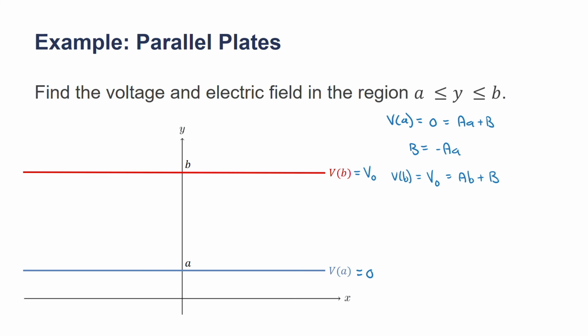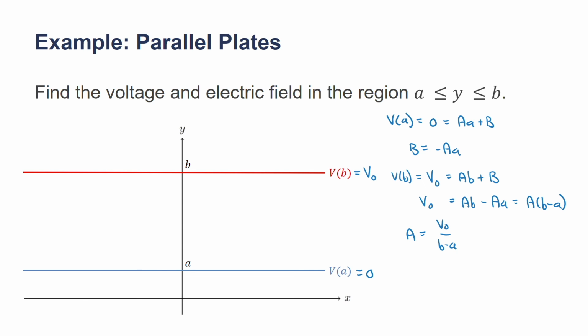But now we can substitute in our previous relation for B and say that this is just A times B minus A times A, or if you want, A times (B minus A). And this is equal to V0. So now we can solve for one of our constants, A. This constant A is equal to V0 divided by (B minus A), which is the distance between the two plates.